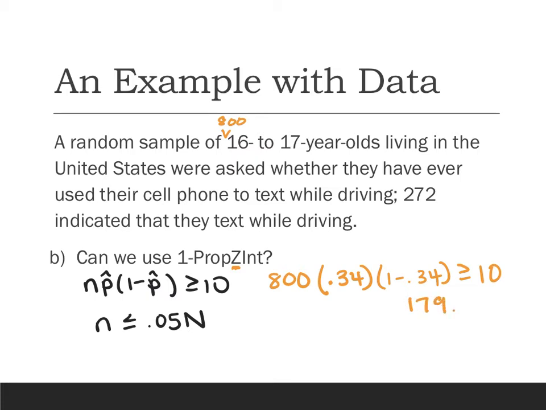I actually get 179.52, which is definitely larger than 10. And then I just need to double check, is my sample size less than or equal to 5% of our overall population of all 16 to 17-year-olds living in the United States. So that's my population. My population is all 16 to 17-year-olds living in the United States. So do I feel like that 800 is a small enough sample? And yes, I really do. I don't feel like that's getting close to more than 5% of the population.